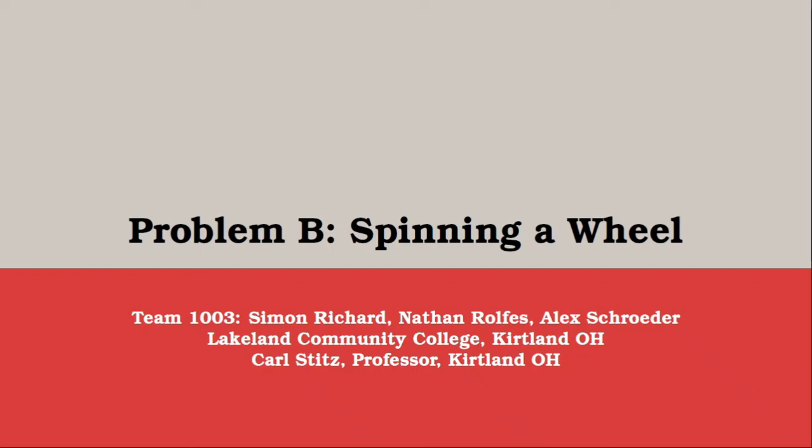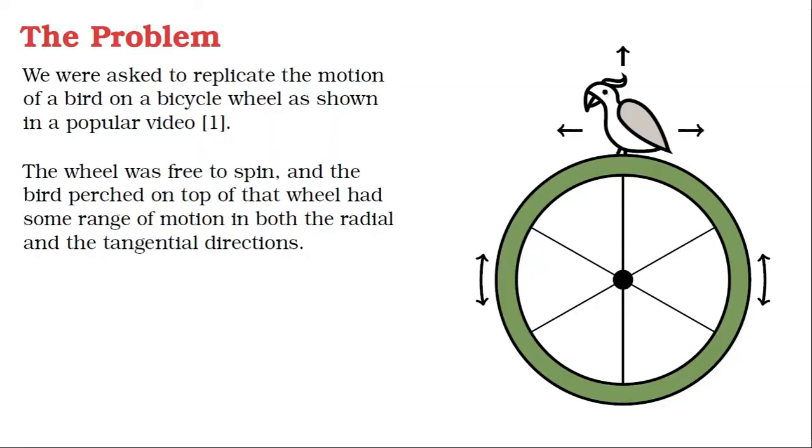Today, Simon, Alex, and I will be covering Problem B, spinning a wheel. We were asked to model the motion of a cockatoo making a full rotation around a bicycle wheel as seen in a popular video. The bird, initially perched on top of the wheel, had some freedom of movement in both the tangential and radial directions.